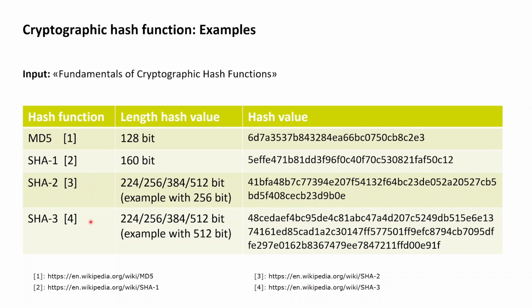SHA-3, the newest addition to the SHA family, was the result of a 6-year global competition for a new hash standard and was released as a new NIST standard in 2016. Similar to SHA-2, SHA-3 can also produce 224-bit, 256-bit, 384-bit, or 512-bit hash values, and if we calculate the 512-bit SHA-3 hash value for, again, the same input "fundamentals of cryptographic hash functions", we get a 512-bit hash value that reads 8CED when translated into a hex string.